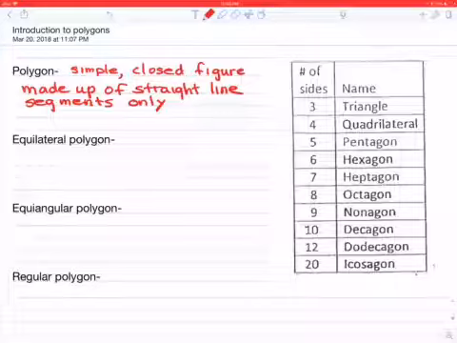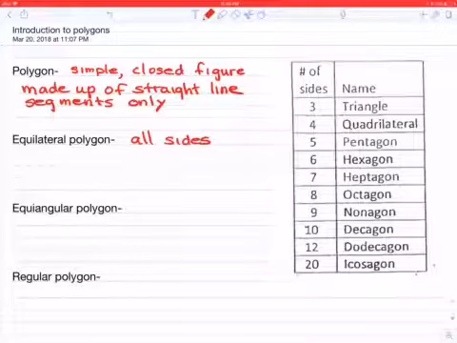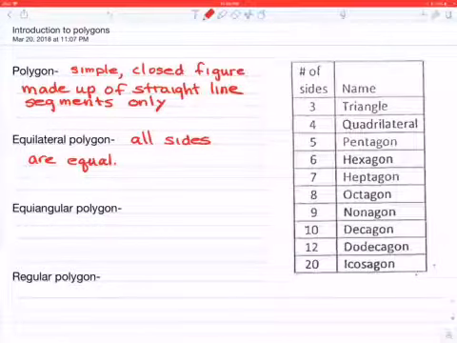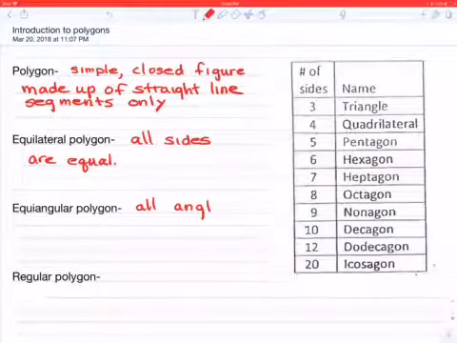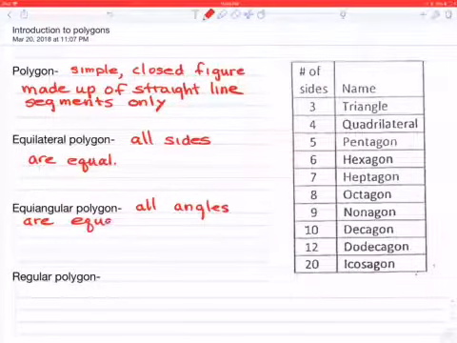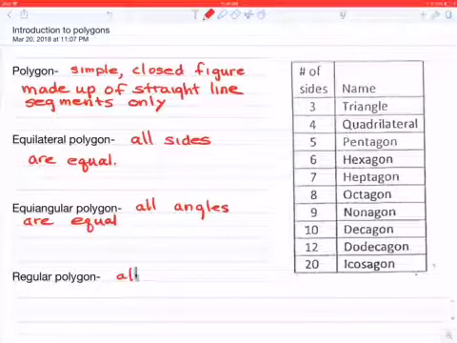In an equilateral polygon, all the sides are the same length. So all the sides are equal. In an equiangular polygon, all the angles are equal. In a regular polygon, all the sides are equal and all the angles are equal.